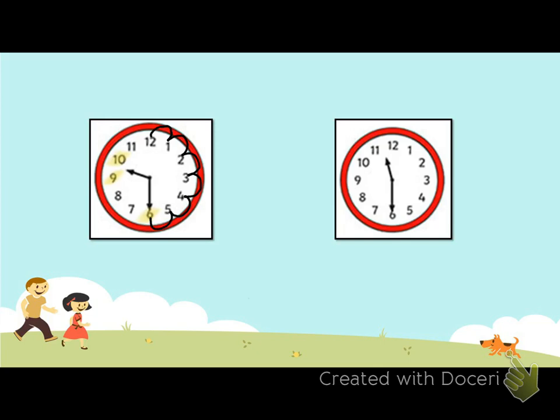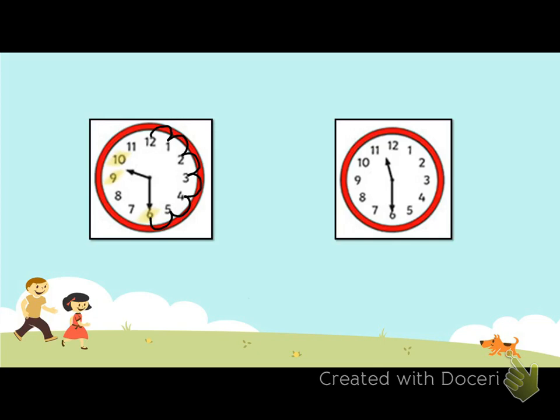So the time is 9:30. The hour is 9, and after counting the minutes, we see the minute hand is pointing to the 30 minutes. We all know that 30 is half of 60. So if 60 minutes is an hour, 30 minutes will be half an hour. So we will say half past 9. Half because 30 is half of an hour.